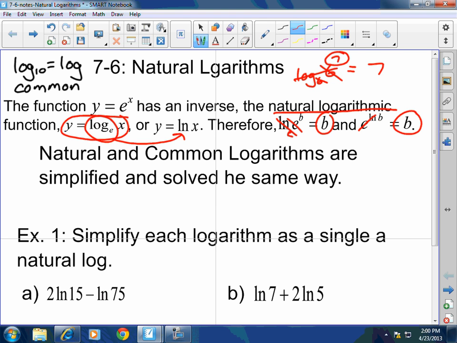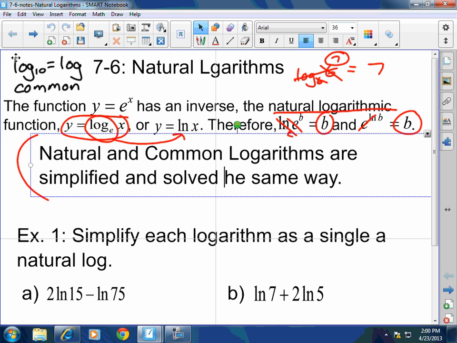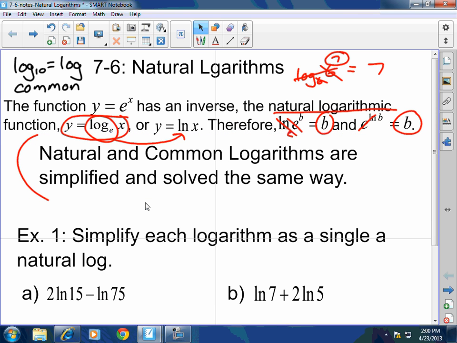That's why I have right here: natural and common logs are simplified and solved the same way. I apologize. So they are simplified the same way and solved the same way. Again, there's really no new skills in essence to learn here.